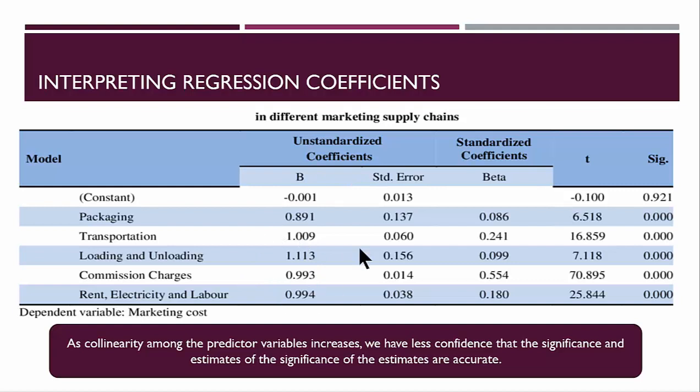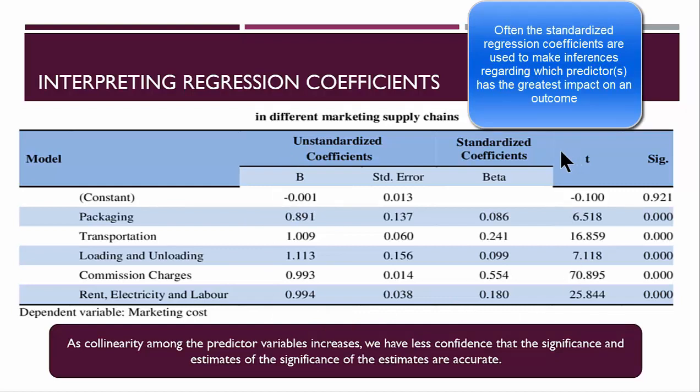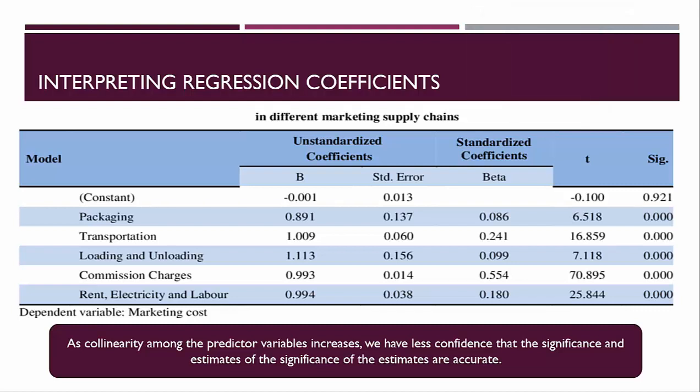And so it's going to make it very difficult for us to compare the impacts that these have on marketing cost using the unstandardized coefficients. We could get around that issue by standardizing these predictors and looking at their impacts on marketing cost. Fortunately for us, statistical packages will generate the standardized coefficients. And so by looking at the standardized coefficients, we can make some inferences regarding which variables have the greatest impacts on the marketing cost variable because we've standardized those variables.